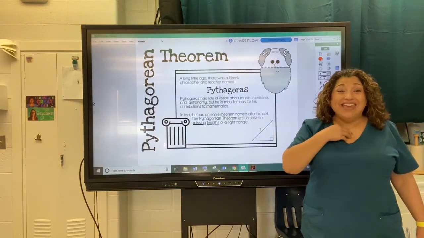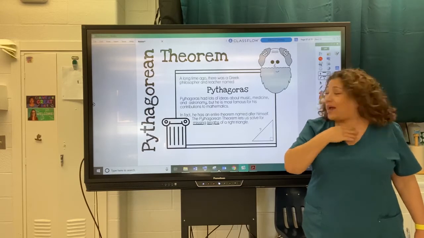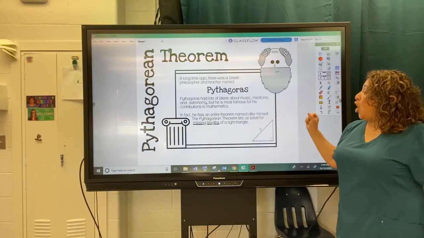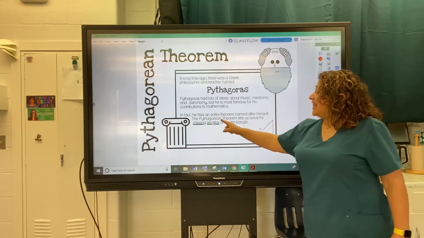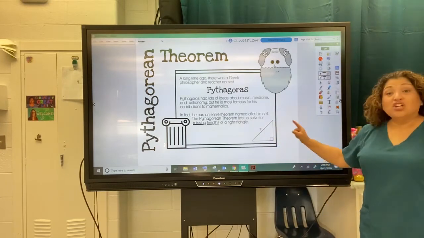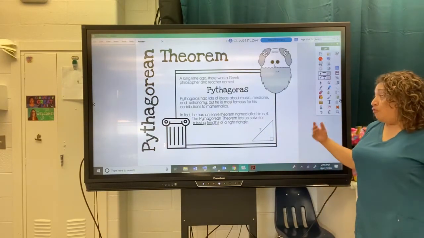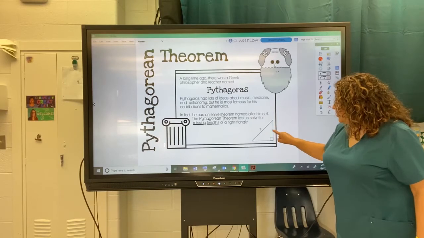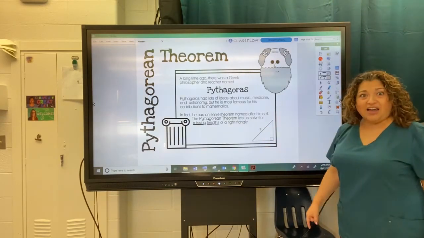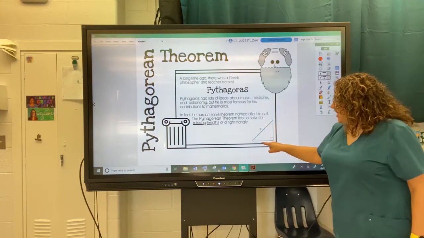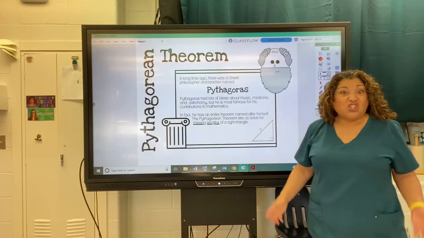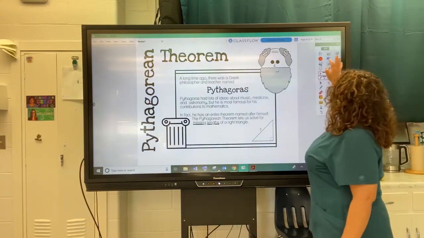I call it the P theorem because I can never say it correctly. But anyway, the Pythagorean Theorem lets us solve for missing side lengths of a right triangle. So for example, if we know this side and this side, we can use the P theorem to find that side. Or if we know this side and this side, we can use the P theorem to find that side. It is just very cool. What can I say?